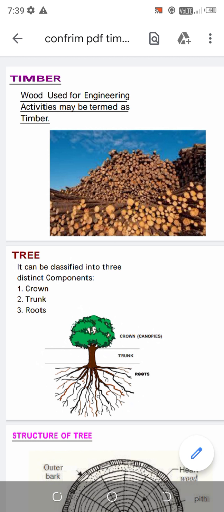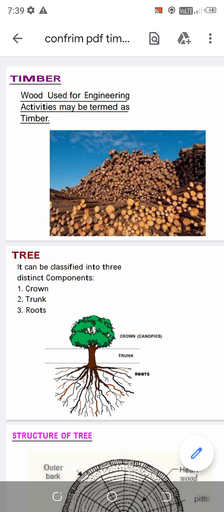Today I will discuss the basic concept of timber. Timber is generally obtained from the trunk of a tree. There are many varieties of timber trees available all over the world. Timber forests occupy about one-fifth of the world's land surface. Wood used for engineering activities may be termed as timber.